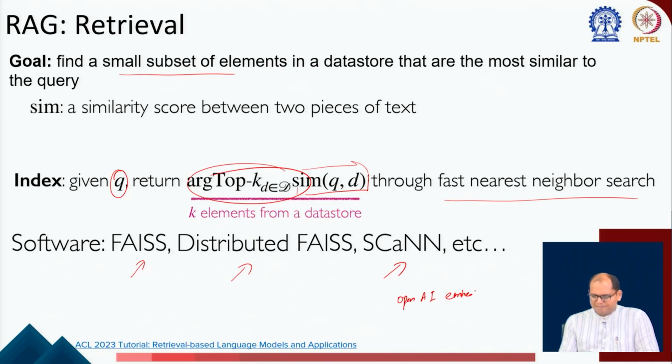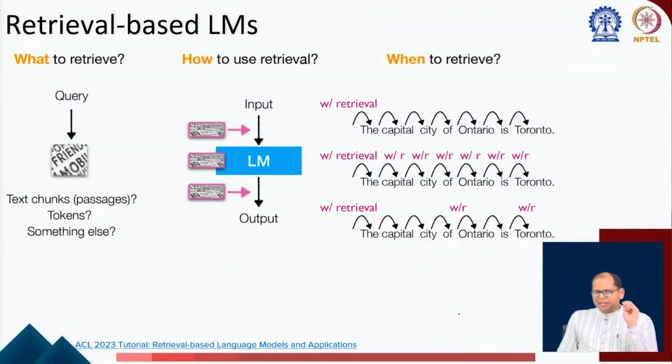You can use OpenAI embeddings, Contriever, and so on for also doing this retrieval. Now, retrieval is one part, but the question is really what do you want to retrieve? Do you want to retrieve the passages? Let us say you have taken all the documents in the data store and put them in passages. Would you want to retrieve the passages, or the tokens, or something else? That is the question.